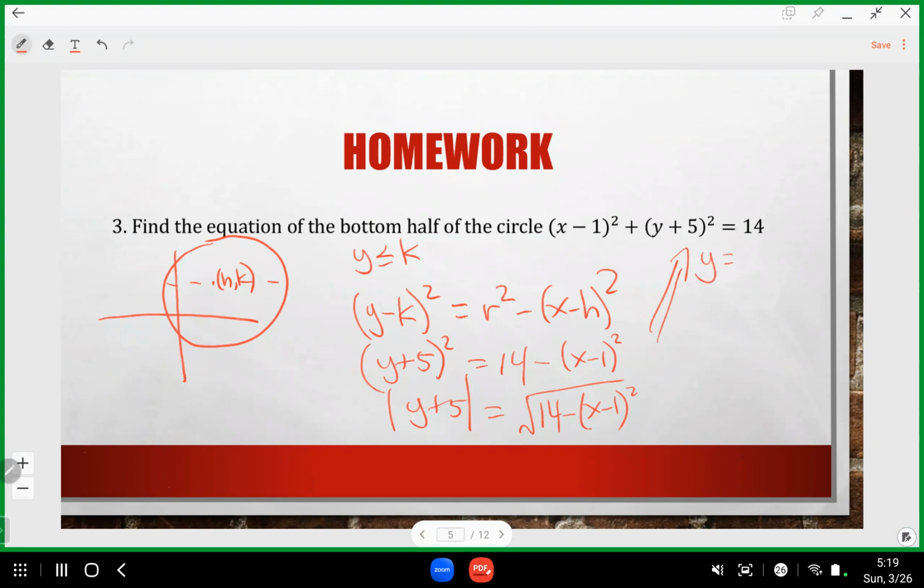Okay, y is equal to what again? Negative 5 minus the square root of 14 minus, in parentheses, x minus 1 to the power 2.